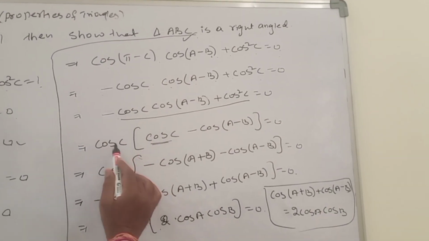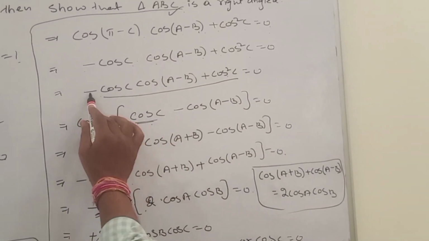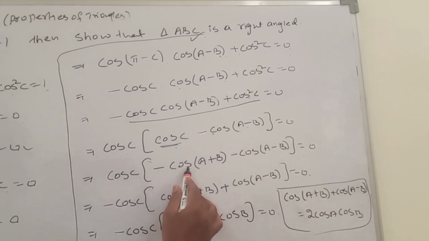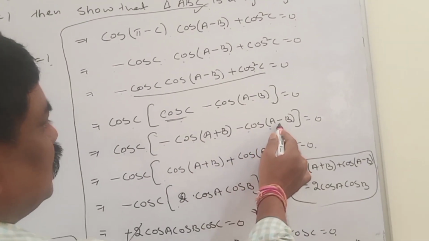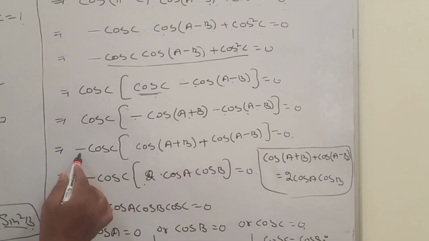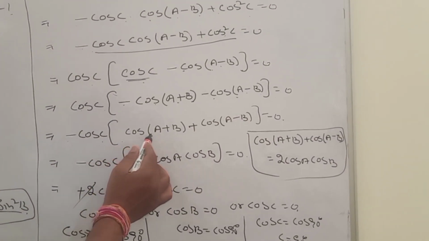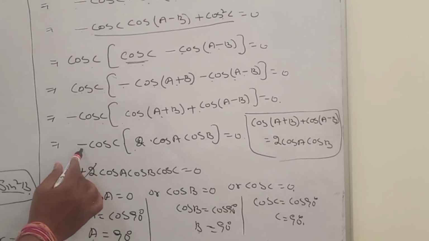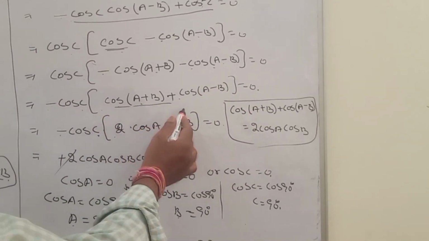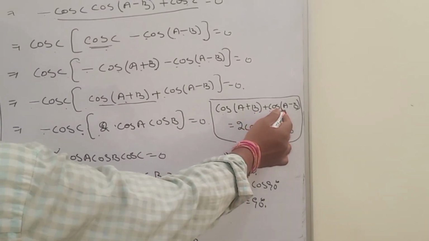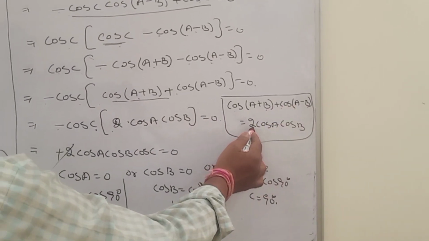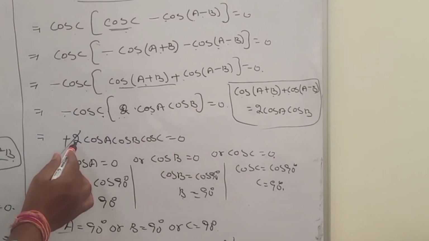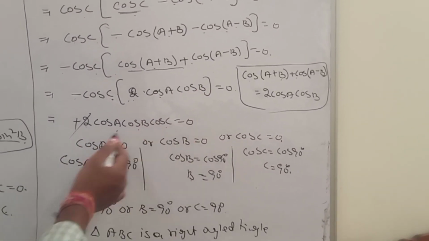So cos C common: cos C minus cos of (A minus B) plus cos C, where cos C is minus cos of (A plus B), minus cos of (A minus B). Minus common: minus cos C times (cos of (A plus B) plus cos of (A minus B)) equal to 0. What is cos of (A plus B) plus cos of (A minus B)? It is equal to 2 cos A cos B. So 2 cos A cos B cos C equal to 0.